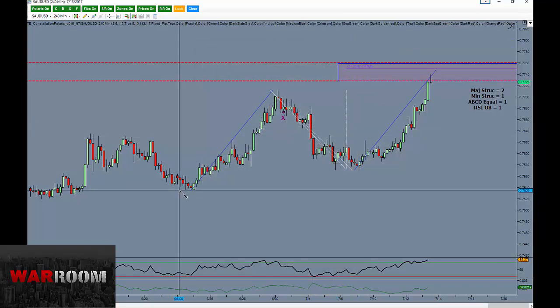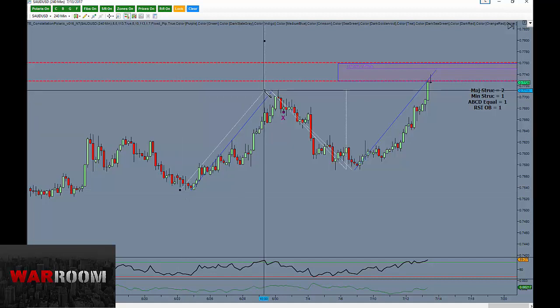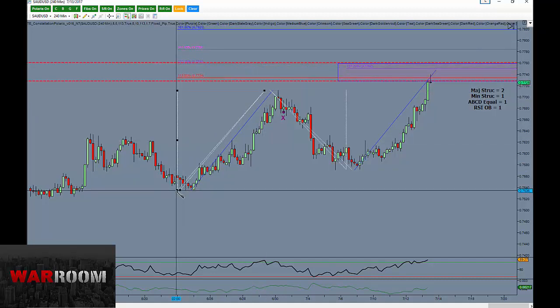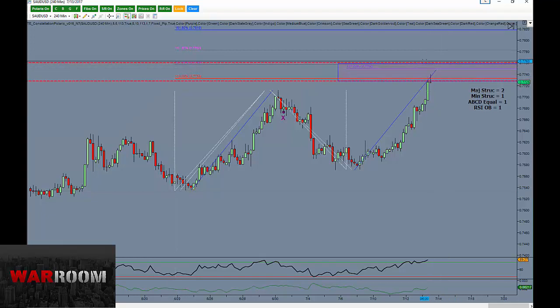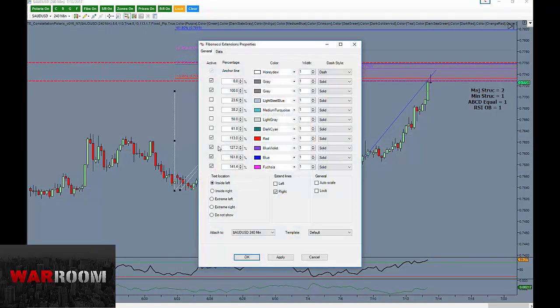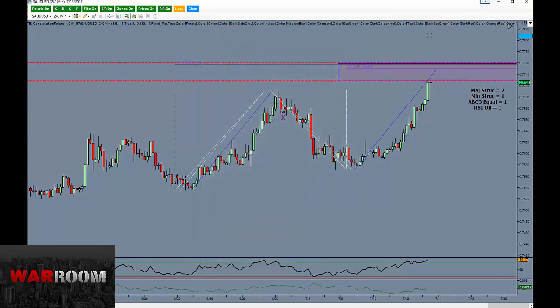Let's bring on our fib extension tool, and yeah, we've got a 127, a little bit higher as well, up in that zone, within, what is it, within 8 pips of the other one. So little fib cluster up there, within 10 pips of each other.